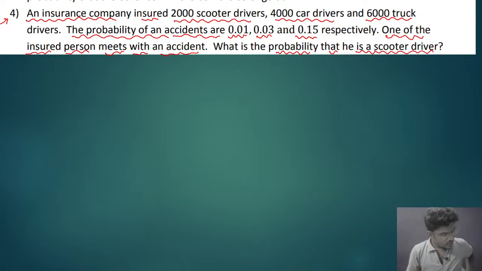Okay, so I feel that all of you have understood this problem. Please tell me yes or no. Okay.